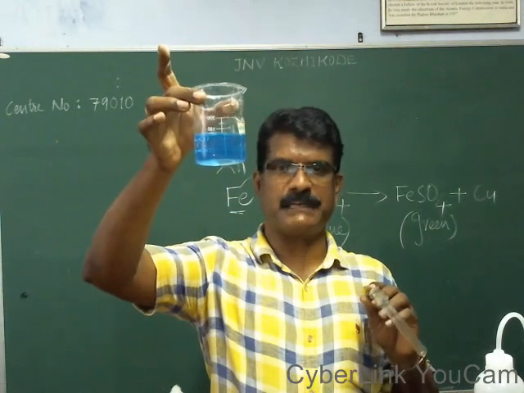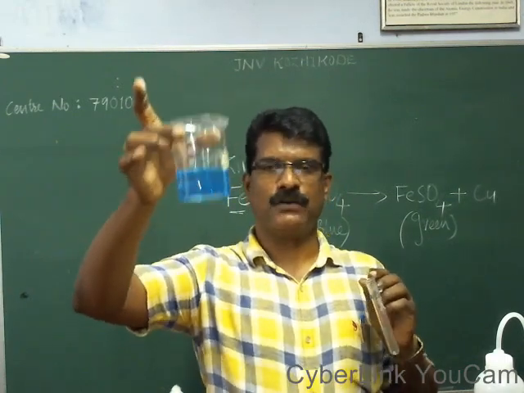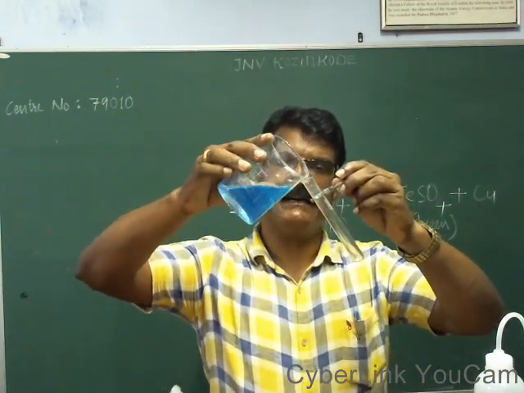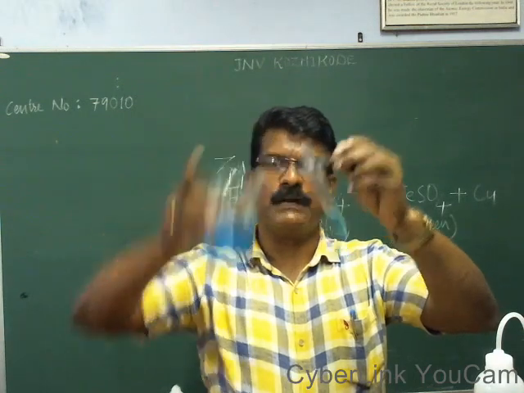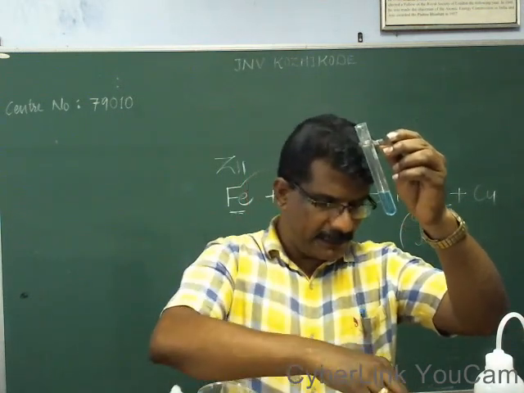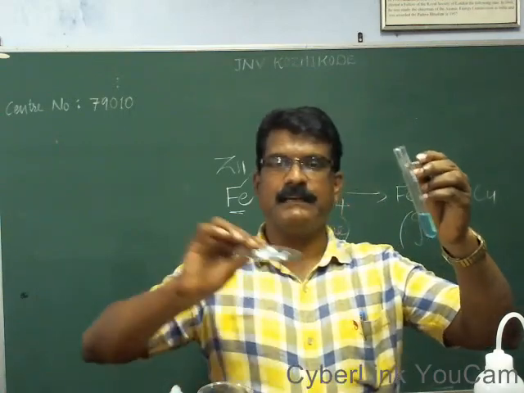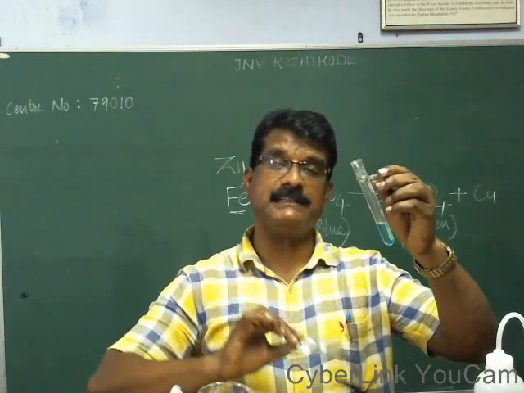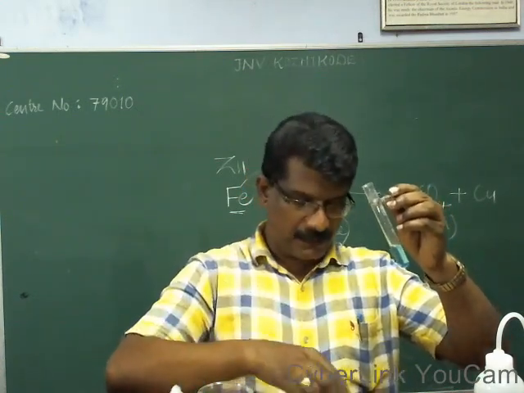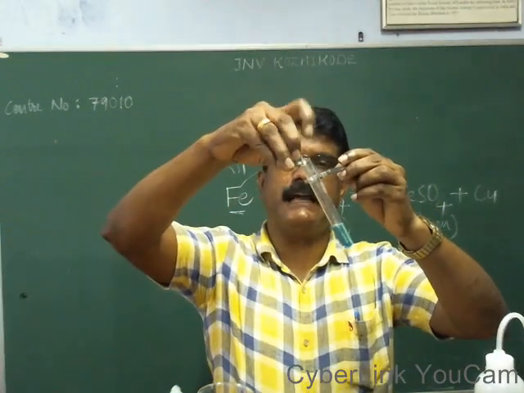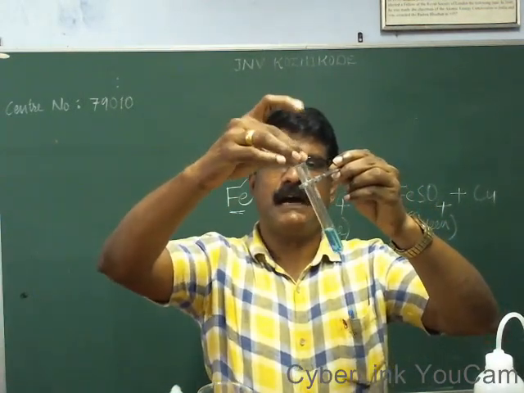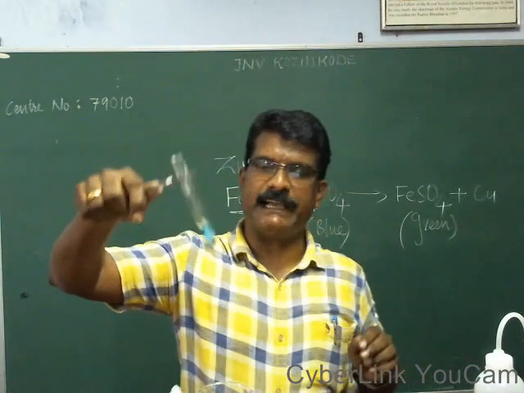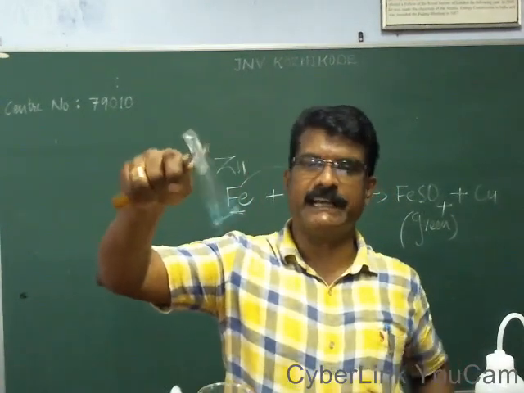See now, the same copper sulfate I am taking. The copper sulfate is blue in color. Now I am taking this copper sulfate in a test tube. See now, let us see zinc, another metal I am putting. Let us see whether zinc can displace copper from copper sulfate or not. I am putting the zinc granules inside the copper sulfate solution, and I am shaking it. Slowly I am shaking it.